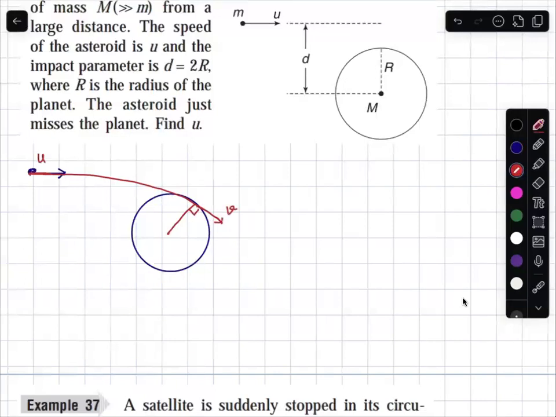And angular momentum, the law of conservation of angular momentum states that mud is the initial angular momentum. Any confusion in that?